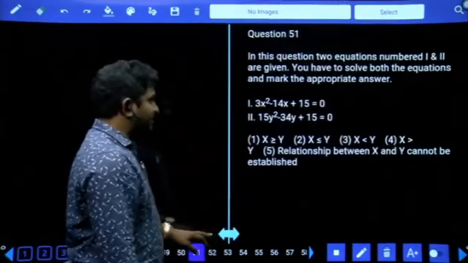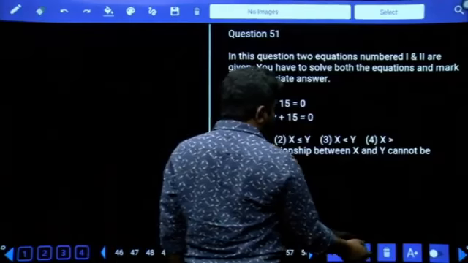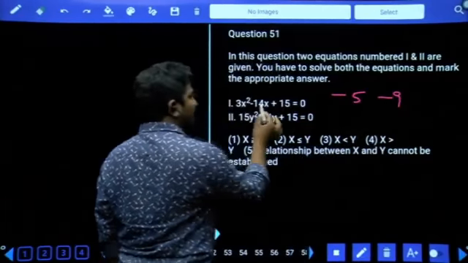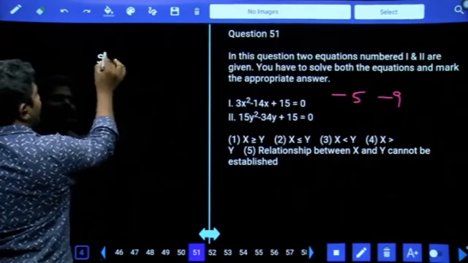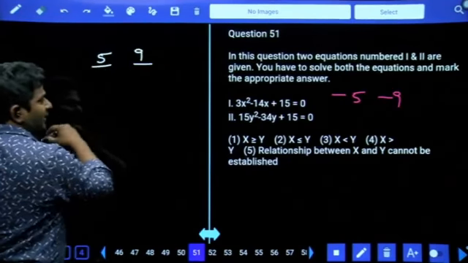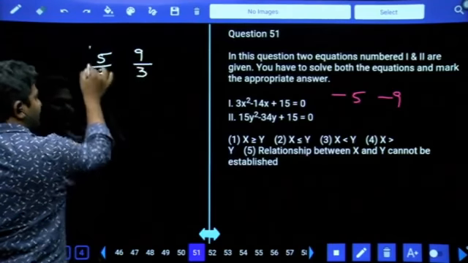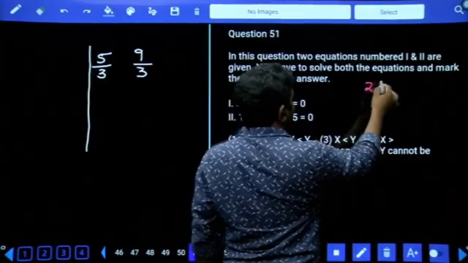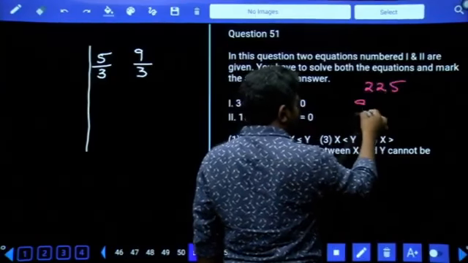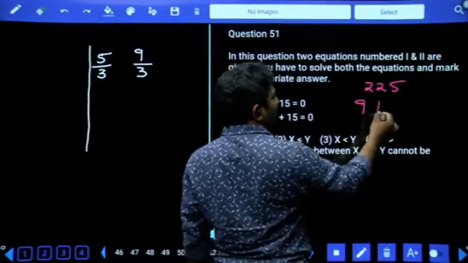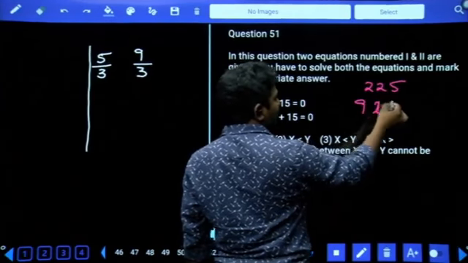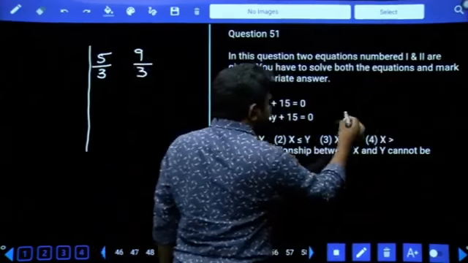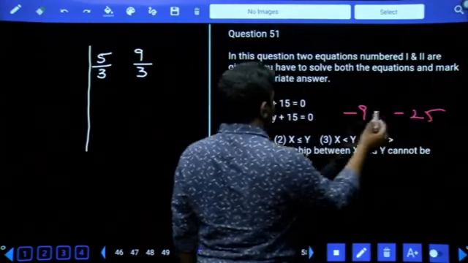Now quadratic equations. 3 into 15 is 45. 45 can be written as 5 times 9. Minus 5, minus 9, minus 14. Factors are 5 and 9, divided by the coefficient of x square. 15 into 15 is 225. 225 can be written as 9 and 25. Minus 9 minus 25 is equal to minus 34.